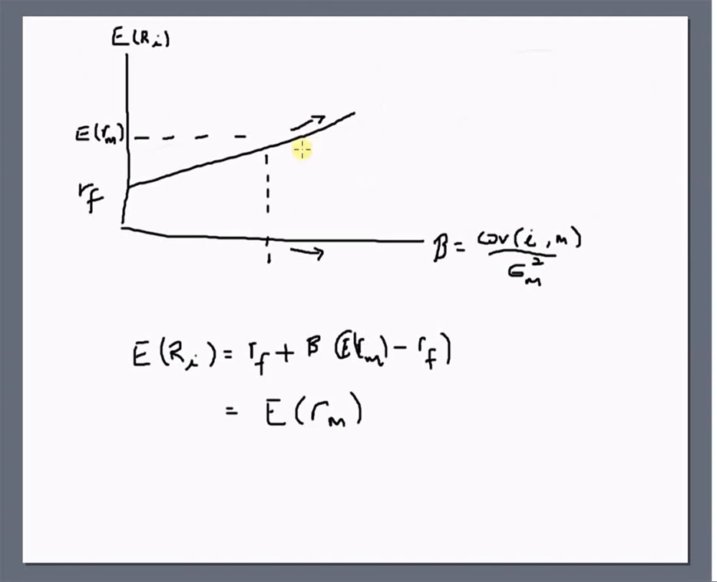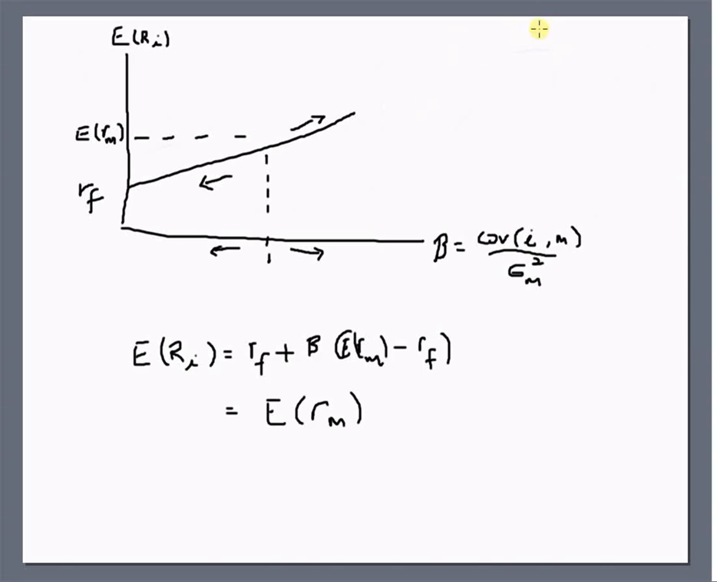Conversely, when we look at beta that is smaller than 1, we can see that the expected return will fall. So you can think of it as when beta is more than 1, the security is riskier than the market, and when beta is less than 1, the security is less risky as compared to the market. Okay, let's look at how we implement this security market line in practice.